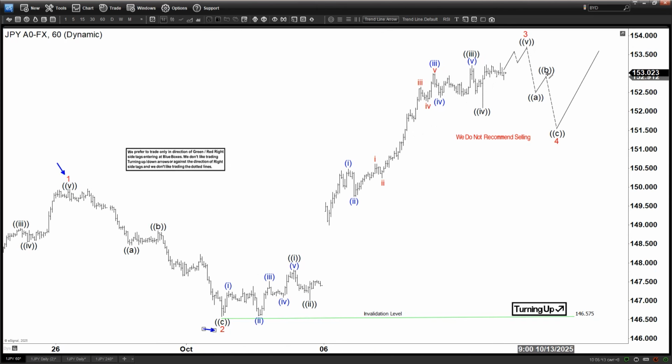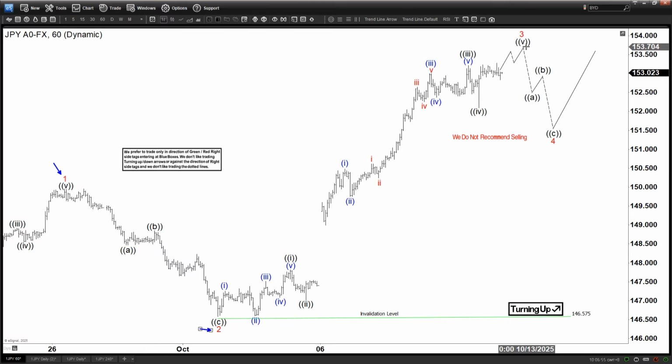After that, we should be getting a 3 waves pullback or a 7 swing pullback in the wave 4 before we turn higher again. Now we still do not know yet what the wave 4 is going to be, but the right side is higher, so this is not really an indication that anybody should sell it, because the right side is higher. So we do like the upside here rather than the downside or any kind of pullback.